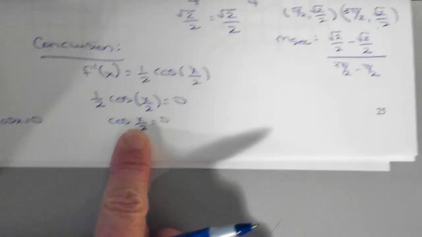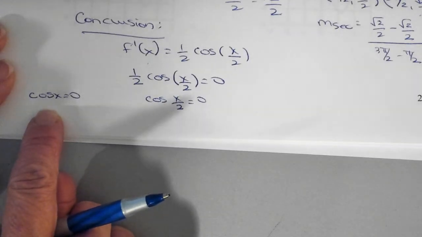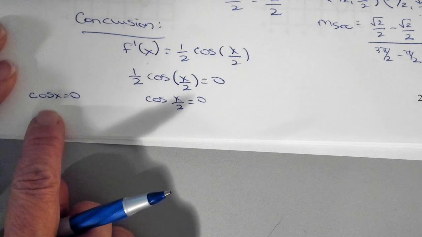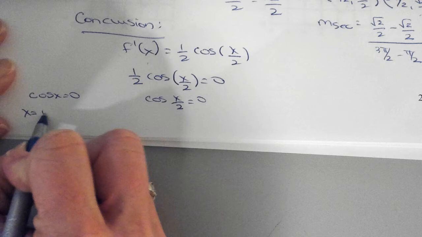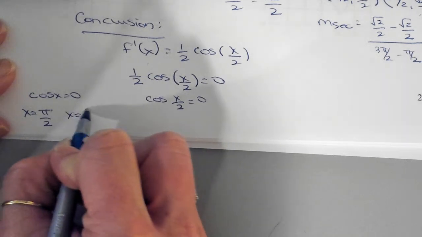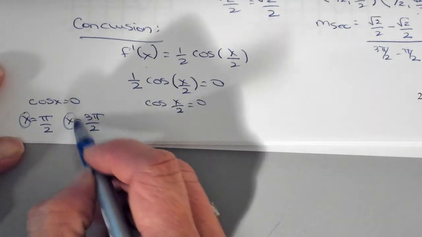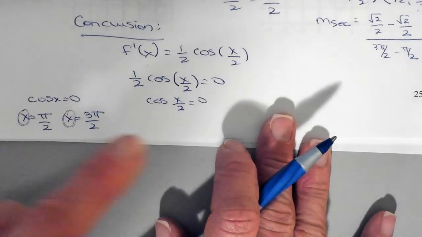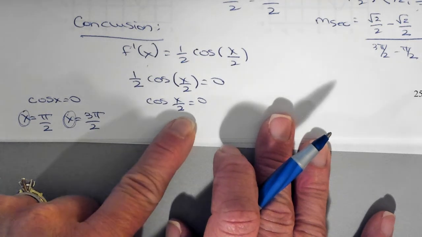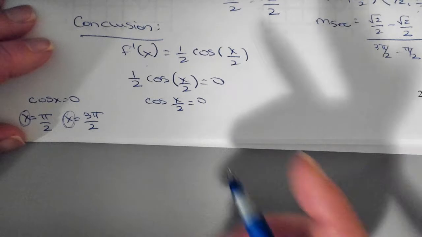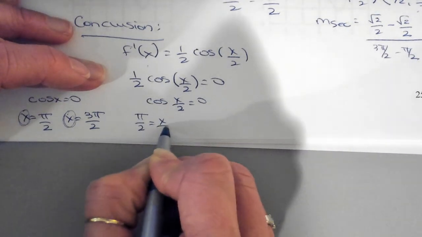I'm going to go back and use this in just a second. This is on the regular unit circle, full angles. Where is the cosine of x equal to 0? Pi over 2 and 3 pi over 2. So we're saying that x is equal to pi over 2 and x is equal to 3 pi over 2. But this right here really needs to be this. True? Yes? No? Okay. So what I have is pi over 2 is equal to x over 2.